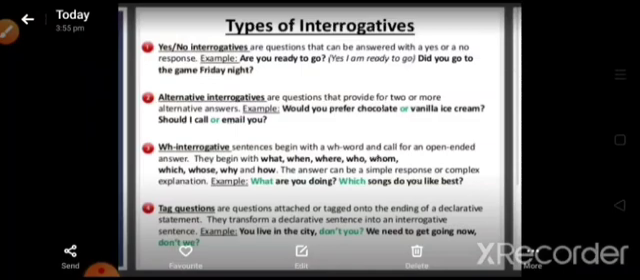So here we have learned the four types of interrogative sentences. First is yes or no interrogative sentences. Second is alternative interrogative sentences, because in this we have choices. And third, WH interrogative sentences, the words which start with WH, for example, what, when, where, who, whom, which, whose, why and how. Now the fourth one is the tag questions. So these are the four types of interrogative sentences.